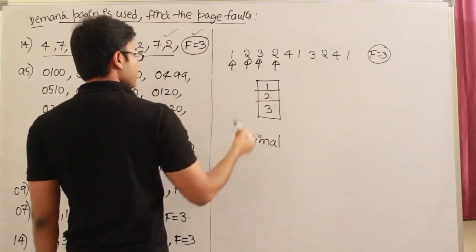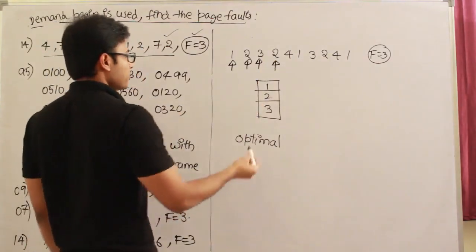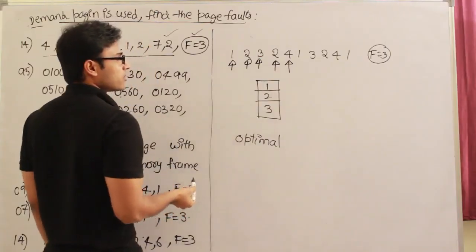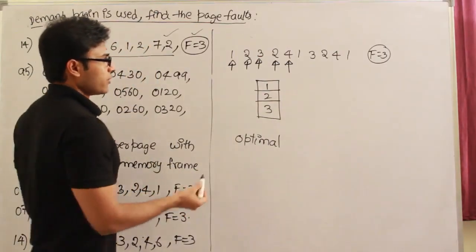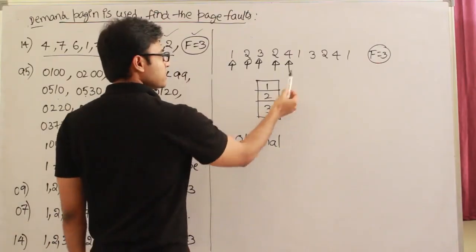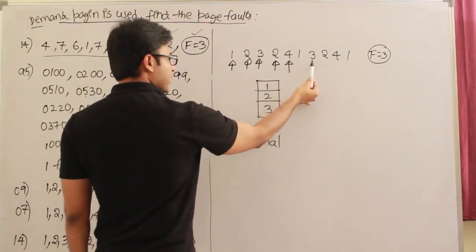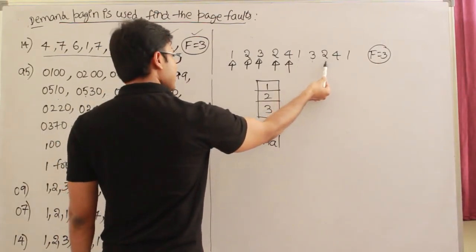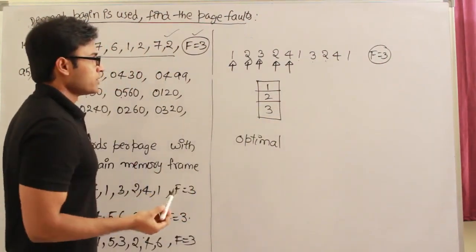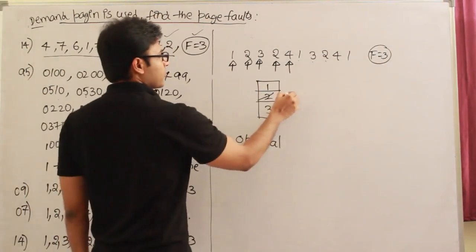Now we are looking at 2. 2 is already present, so no need of replacement. Now we are looking at 4. Which one do you want to replace? We have to replace one among 1, 2, 3, which will not be referred for a long time. See this, 1 is immediately required and the next immediately required is 3, but the longest one which is not required is 2. Therefore you can replace 2 with 4.